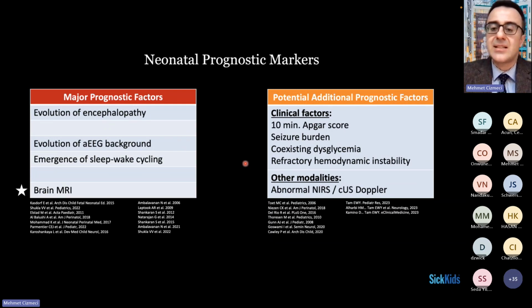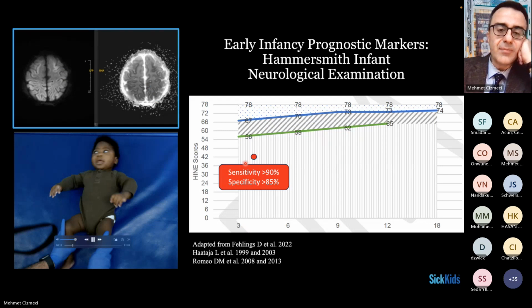Coexisting dysglycemia, it's not just hypoglycemia that may accompany hypoxic ischemic encephalopathy, but also hyperglycemia may coexist in babies with neonatal encephalopathy and impact the outcomes. And refractory hemodynamic instability, so multi-organ involvement, and especially its accompanying refractory hemodynamic instability, it can be used as an additional prognostic factor. So this is a list of the markers that we use, and I'm going to show you some examples of how we implement them in our clinical practice.